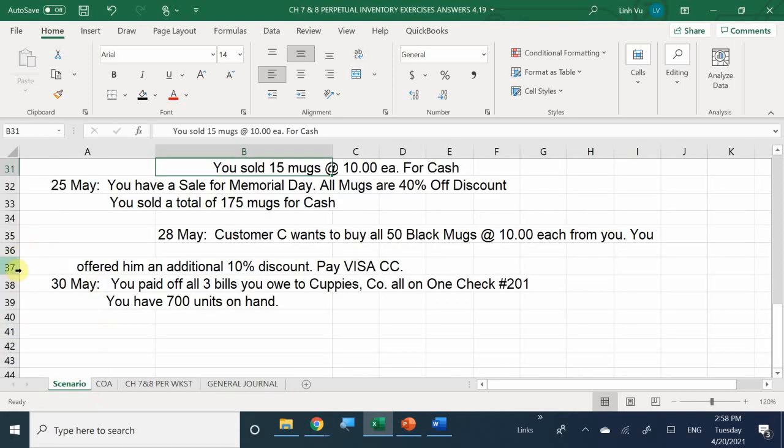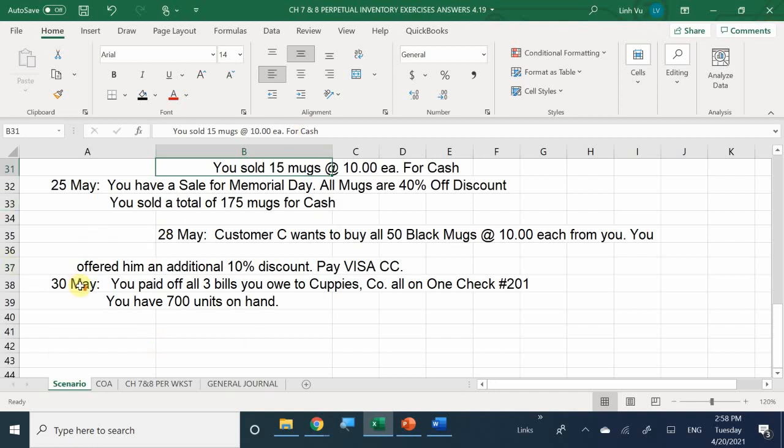We have May 30th. What happened here? You paid off all 3 bills that you owe to Cuppy with one check, check number 201. And lastly, you also have 700 units on hand, which we know for a fact is true. Let's take a look at how many batches of inventory we actually purchased.